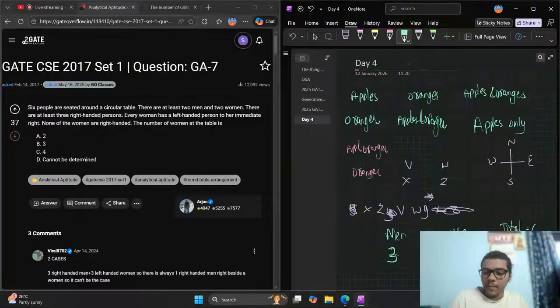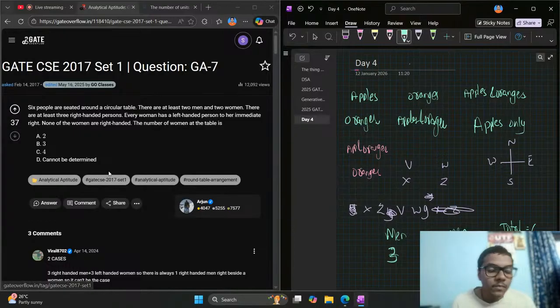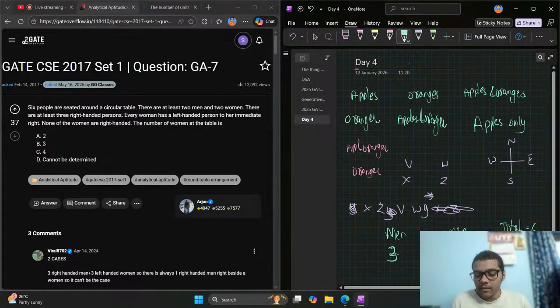Okay, if it is a woman, then the man, which is, okay. Since none of the women are right-handed, that means the right-handed should be men. Okay, this is a man, left-handed, and we got 3 men that are left-handed. There are only 2 women.